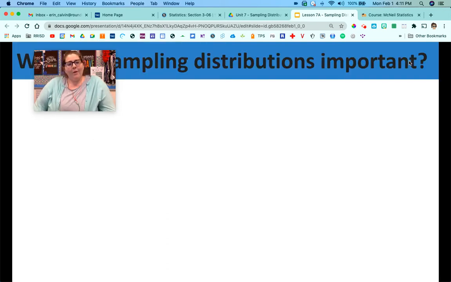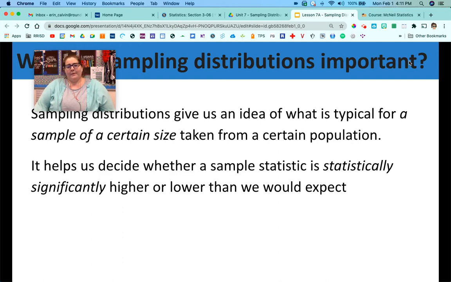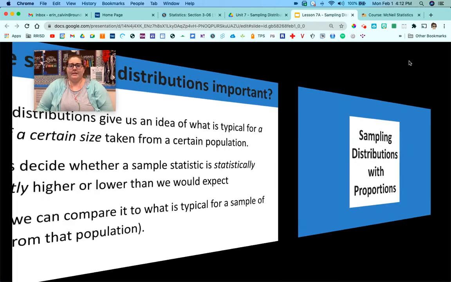And the reason that can be helpful and important in statistics is that it gives us an idea of what's typical for a sample of a certain size taken from a certain population, which in turn then helps us decide whether a specific sample statistic that we get is way high or way low, or is it right about where it should be compared to what is typical for that sampling distribution. And we'll look at what I mean by examples of that when we get into our example problems.